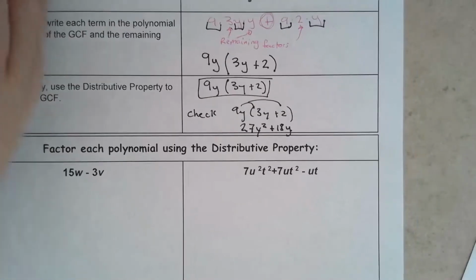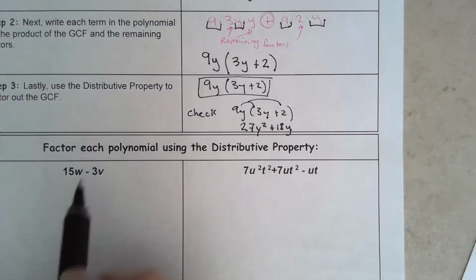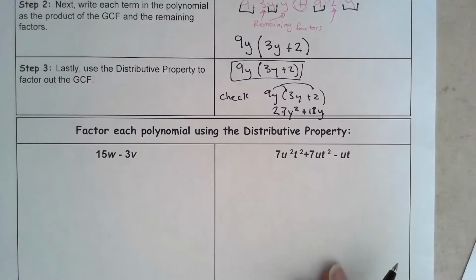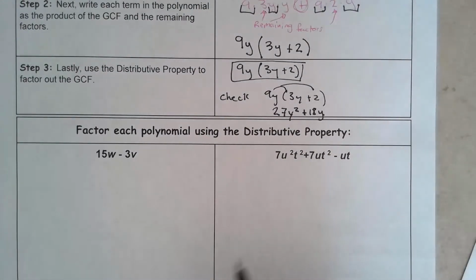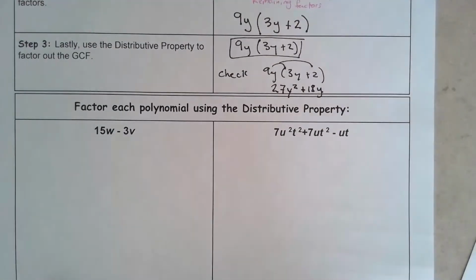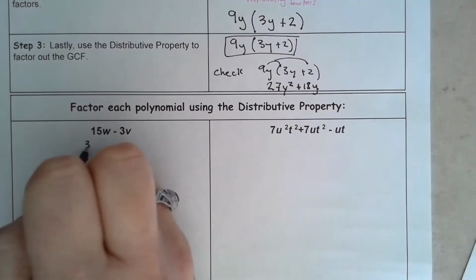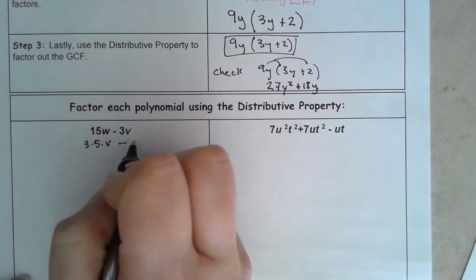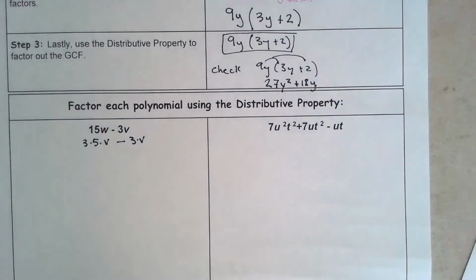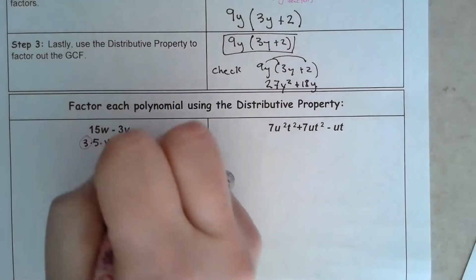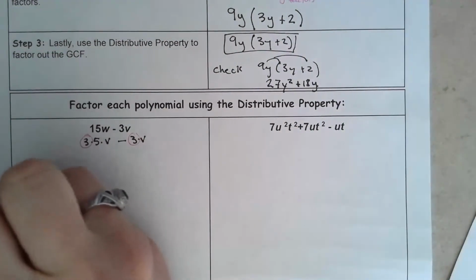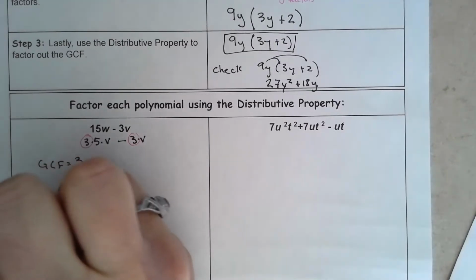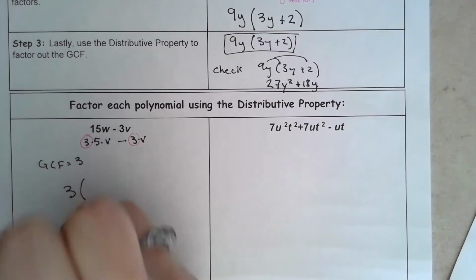Okay, real quick, we're going to do these 2 examples. So 15 minus 3v. And you might already be looking at this going, oh, I already know what they have in common, which is great. So 15 is 3 times 5 times v minus, and then 3 is already prime, and v. So what's my greatest common factor? 3. So greatest common factor equals 3. So that 3 comes on the outside.